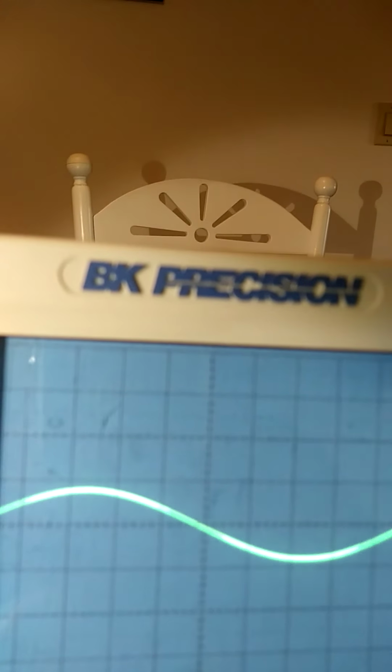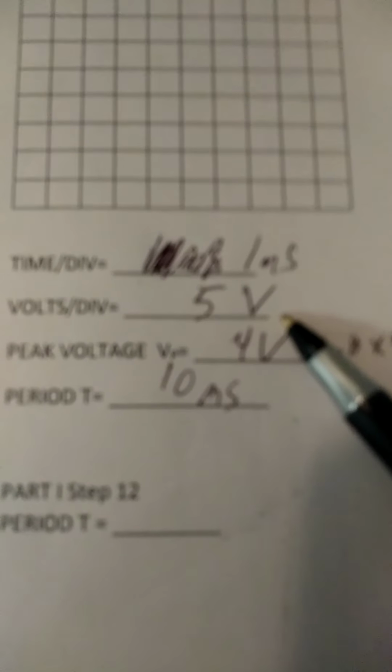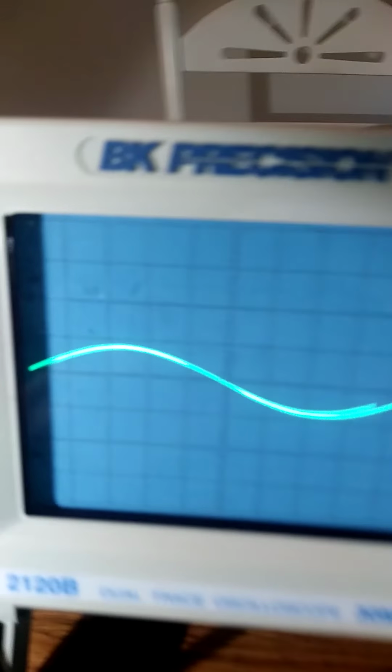Here's the data that I wrote down. We have 1 millisecond per square and 5 volts per square. The peak voltage is 0.8 squares times 5, which gives you 4 volts. Just like before, we still have 4 volts peak. The period didn't change, because we didn't do anything to the time scale, so we still have a full waveform across, and the period is still 10 milliseconds.